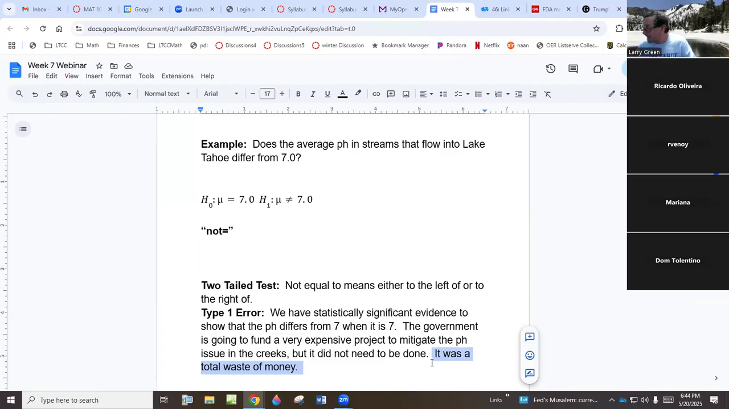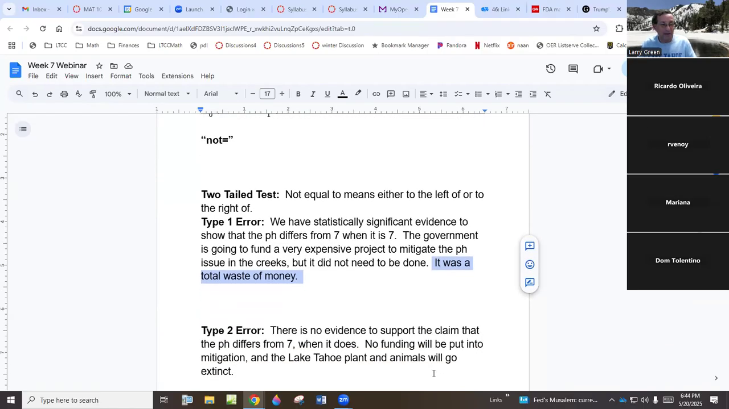So that's an error. That's a ramification. Now let's look at the type 2 error. Type 2 error means that you didn't have evidence to support the claim that the pH differs from 7, but it really does differ from 7.